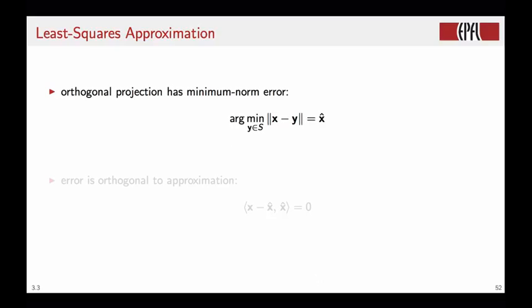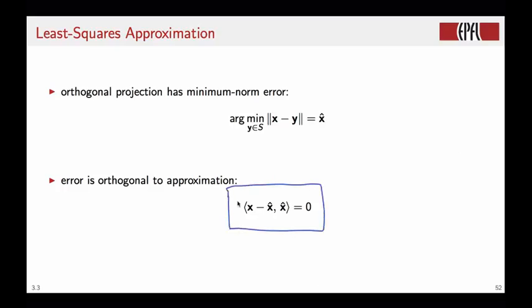Okay, so said in words, orthogonal projection has minimum norm error. So among all vectors y that belong to S, the one that minimizes the square norm of the difference x minus y is this vector x hat that we have written out in terms of an orthogonal basis for the subspace S. A very important property is that the error x minus x hat is orthogonal to the approximation. Okay, so we'll see it in the next slide, but this is an extremely important formula. It's called the orthogonality principle. It is used all over signal processing when we minimize quadratic error.